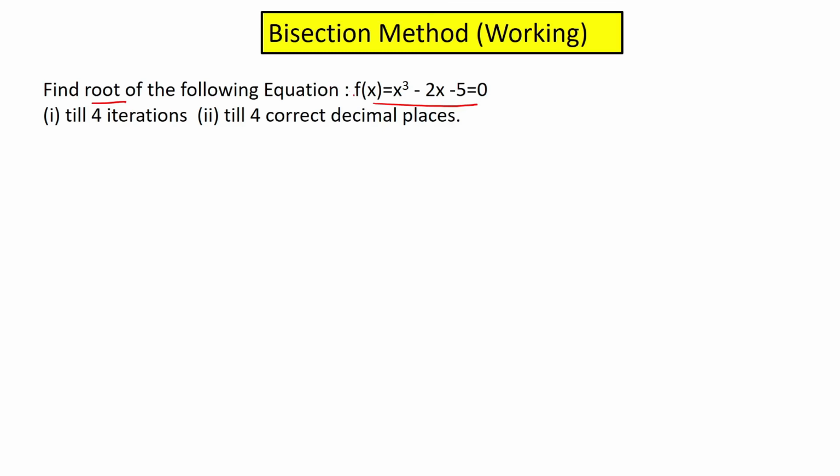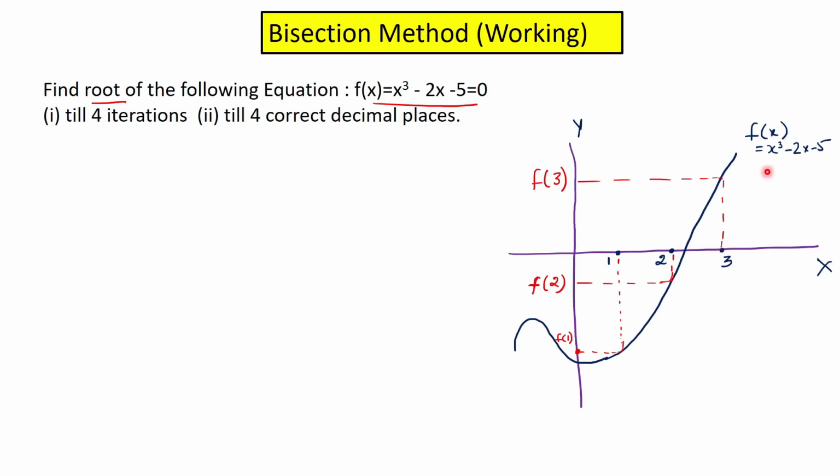This question can be asked in two forms. You can be asked to find the root of this equation till 4 iterations or till 4 correct decimal places. What does it mean? We will see it later. Our first motive is to understand the working of the bisection method using this example. So here I have drawn this function graphically.